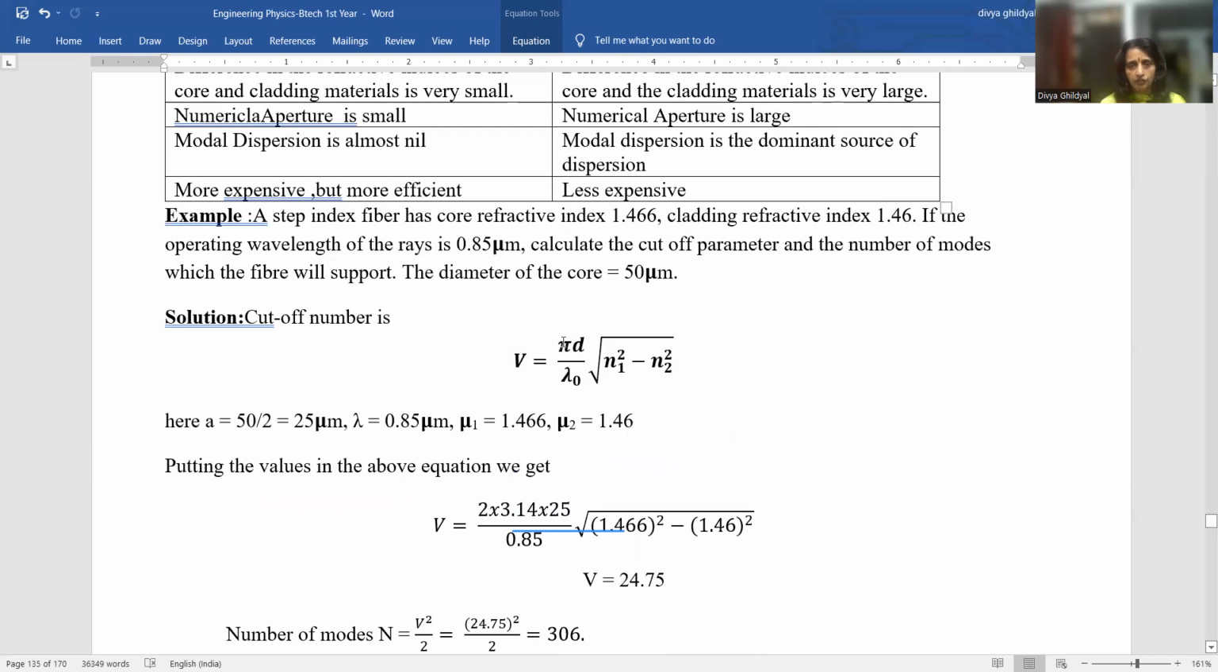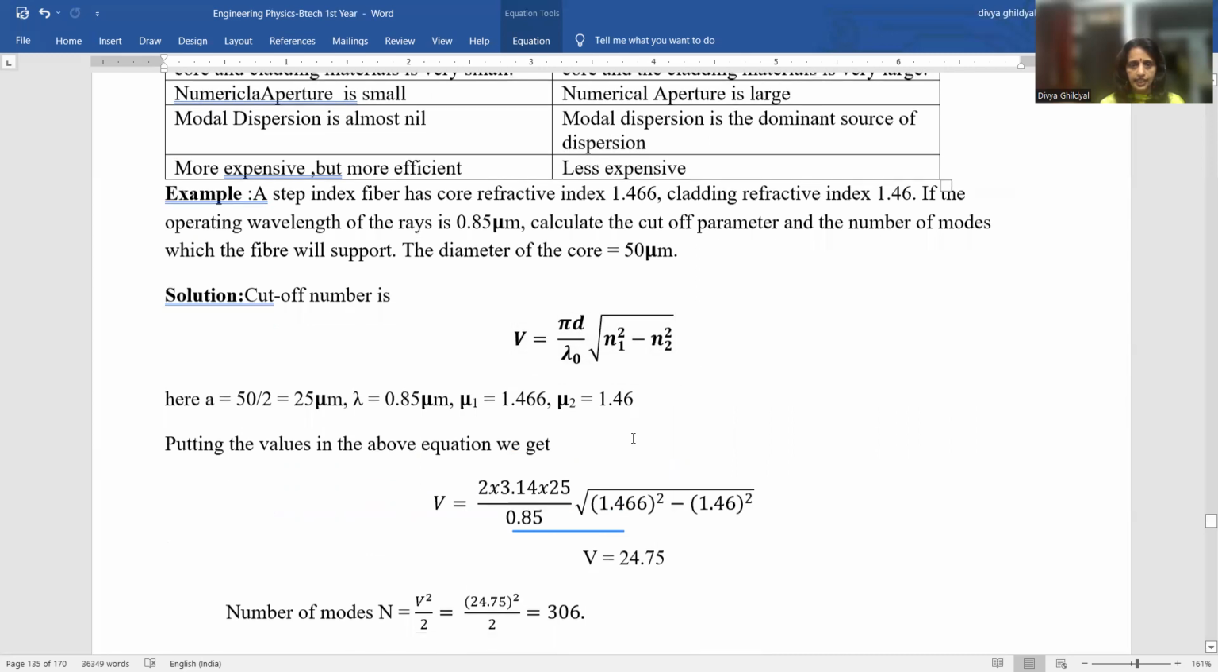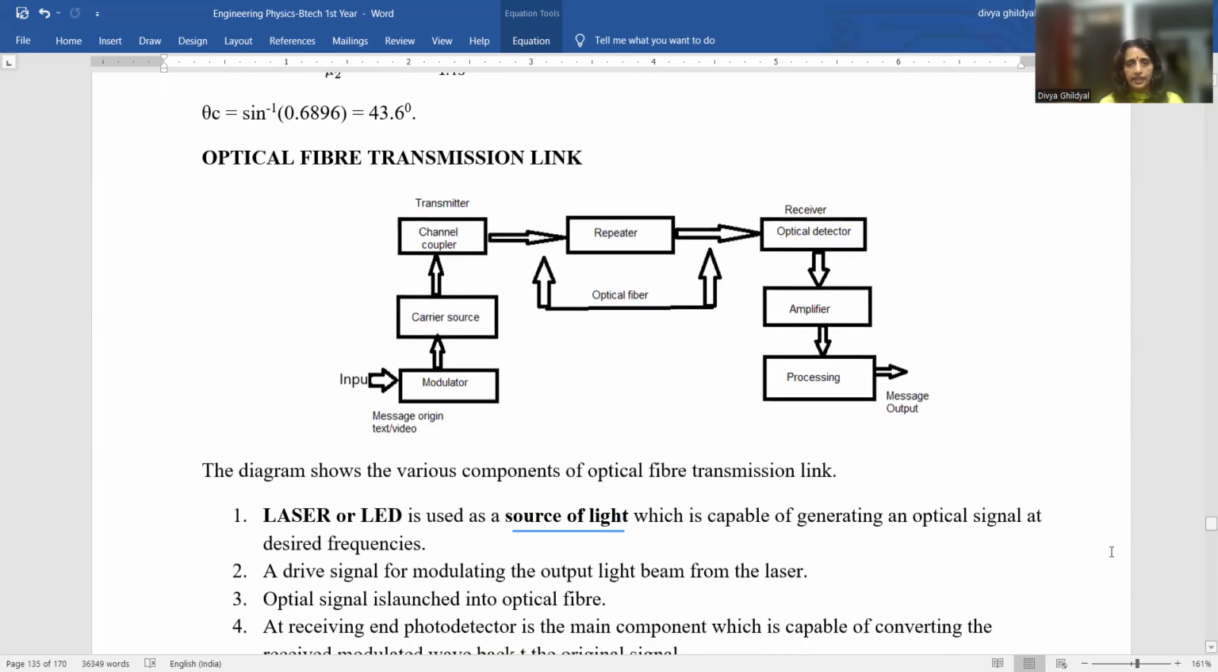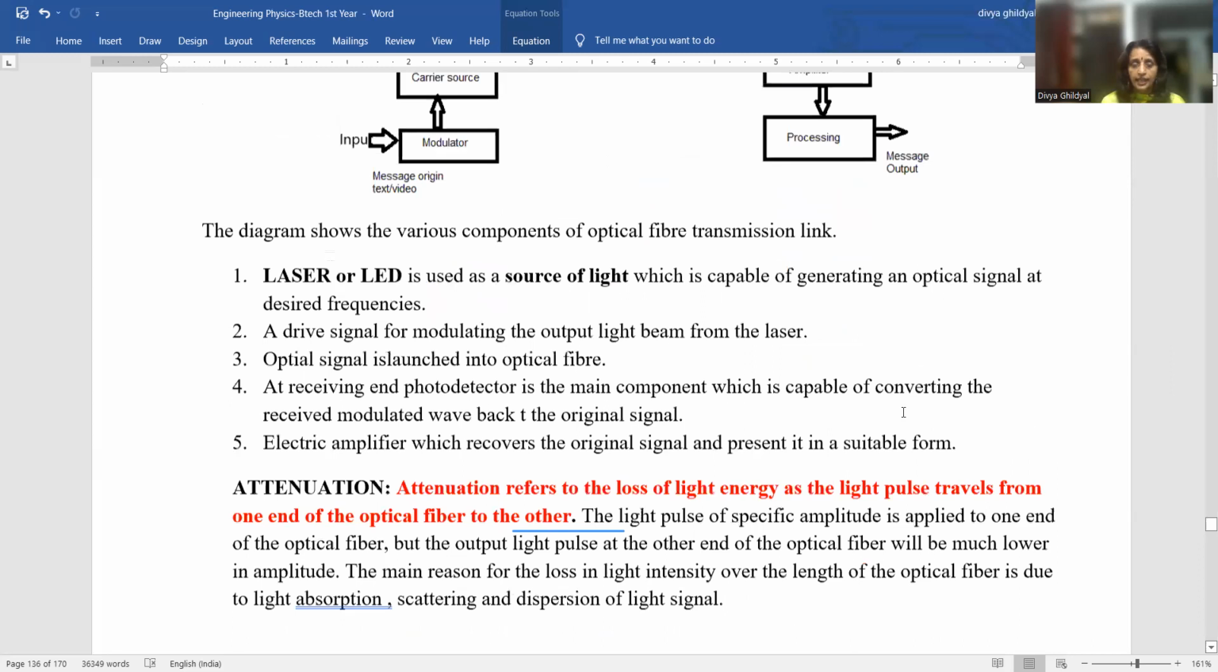We learnt about cutoff number given by pi d upon lambda naught under root n1 square minus n2 square, and how optical fiber transmits. It has an input via laser light. It is modulated by modulator. The carrier wave carries it to the optical fiber. Inside the optical fiber, it suffers the phenomena of total internal reflection, received by a photodetector. Amplifier amplifies the signal, and according to our experimental use, we process the signal and receive it at the output.